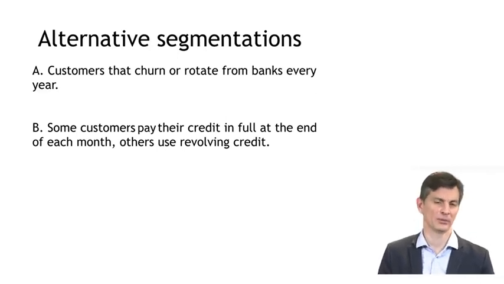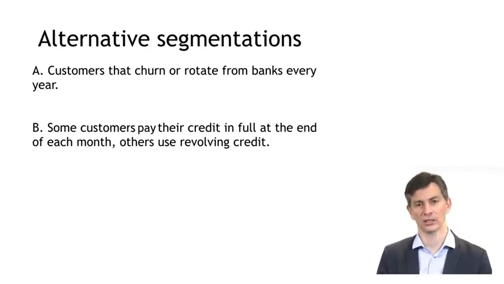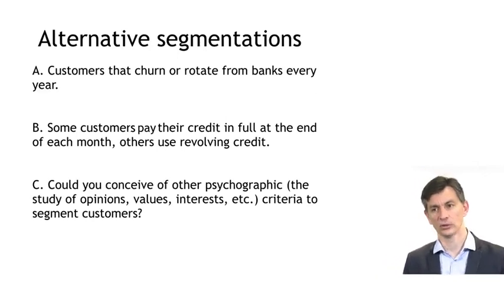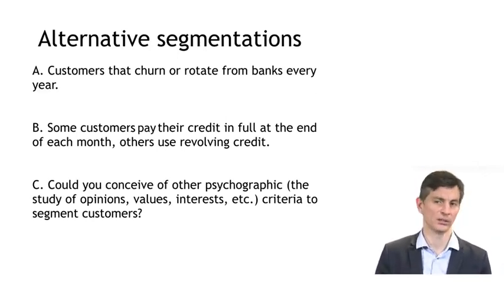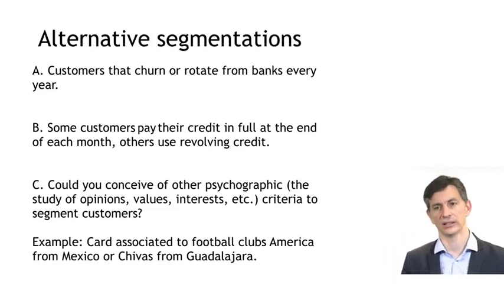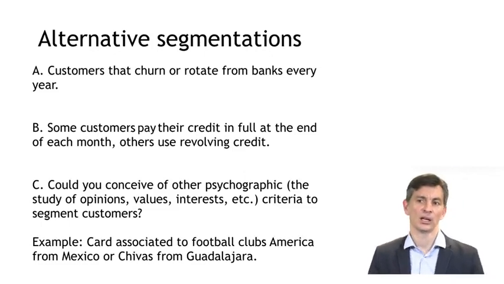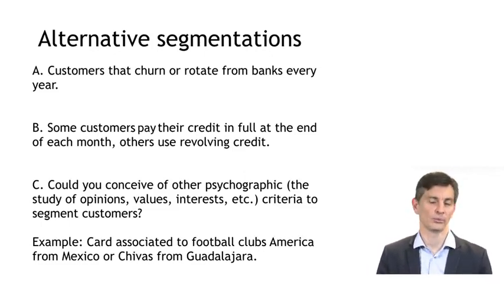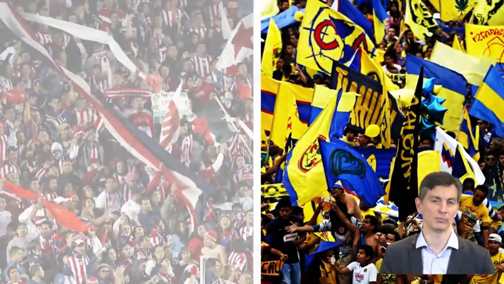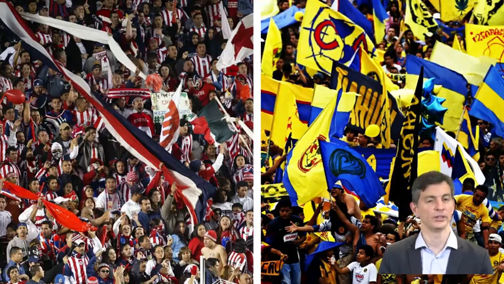But can you think of psychographic and more useful segments allowing to position the products in a much more defendable and meaningful way? Could you conceive of psychographic criteria for segmenting the Mexican customers? I certainly can. Look at this, for example. Credit cards associated to football clubs, America, for example, or Chivas from Guadalajara, the 2 most popular football clubs in Mexico. Would this be a good idea?